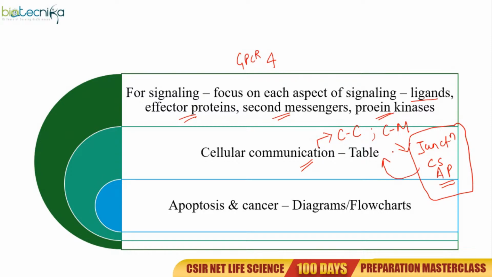In fact, tables are also available in the reference books like Lodish, Alberts and all. You can also have a check on that. Then finally, when it comes to apoptosis and cancer, focus on diagrams as well as flowcharts.